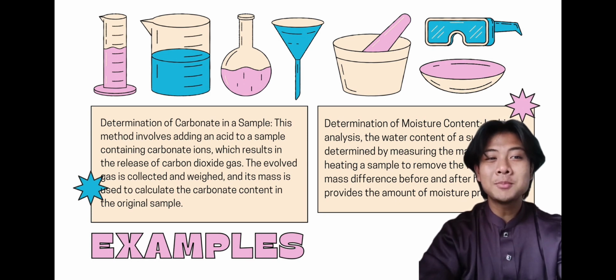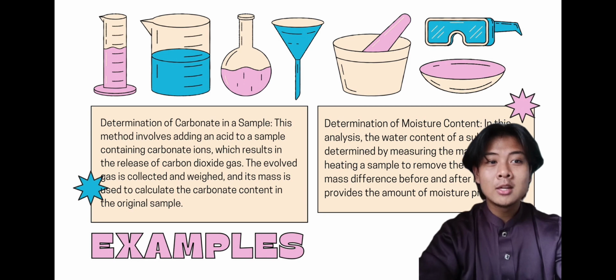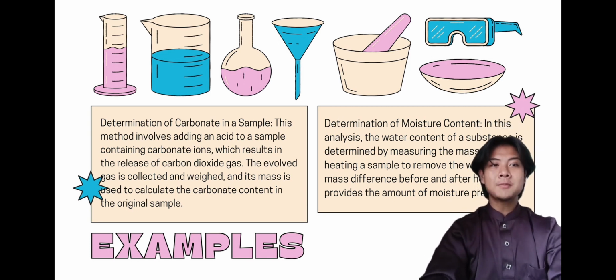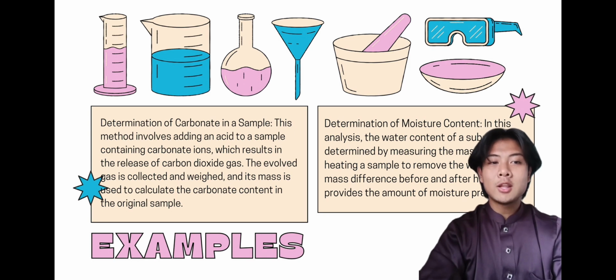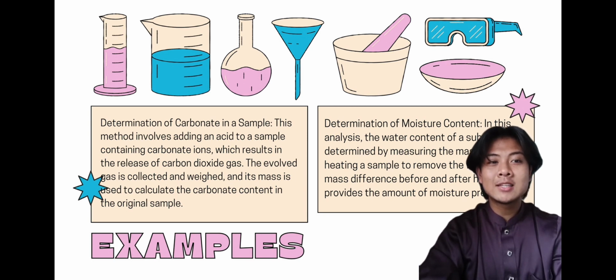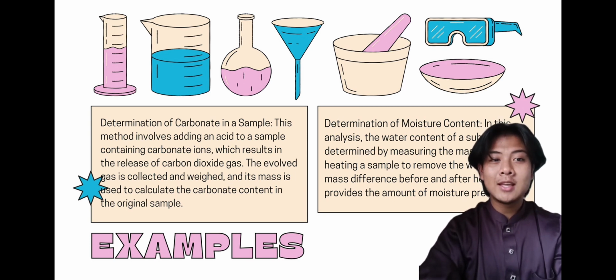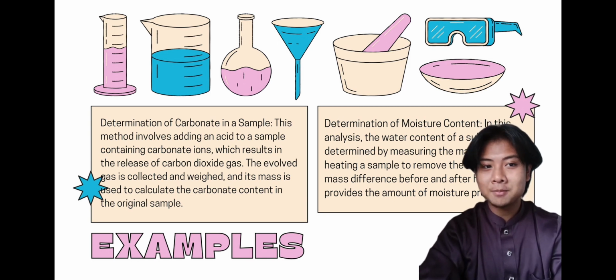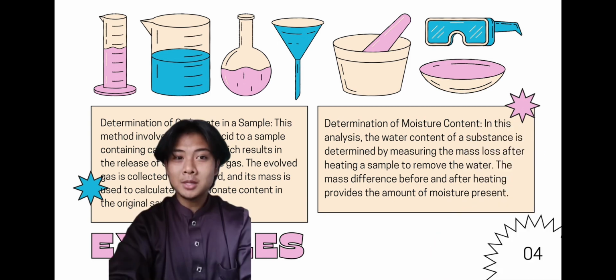The first one is determination of carbonate in a sample. This method involves adding an acid to a sample containing carbonate ions, which results in the release of carbon dioxide gas. The evolved gas is then collected and weighed, and its mass is used to calculate the carbonate content in the original sample.